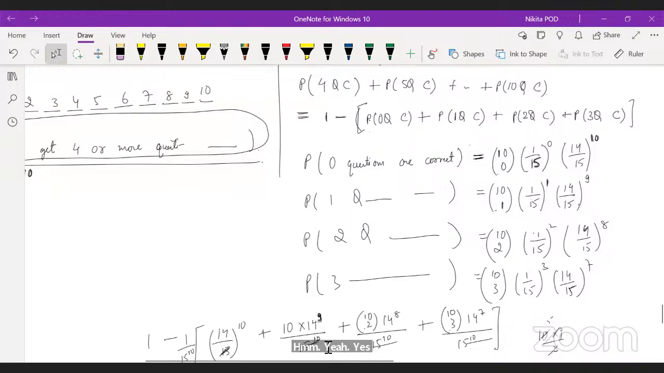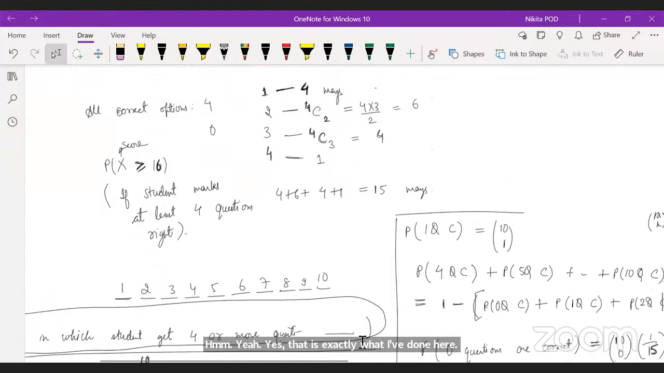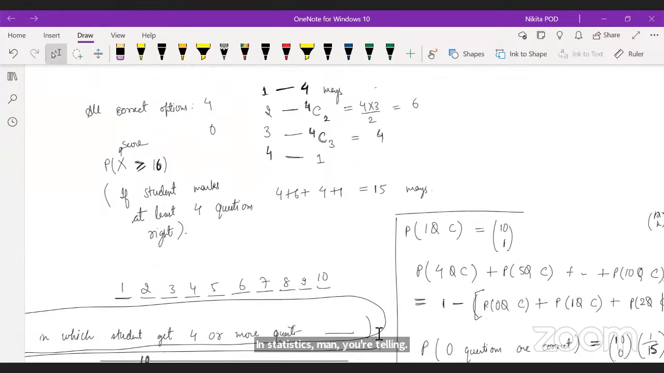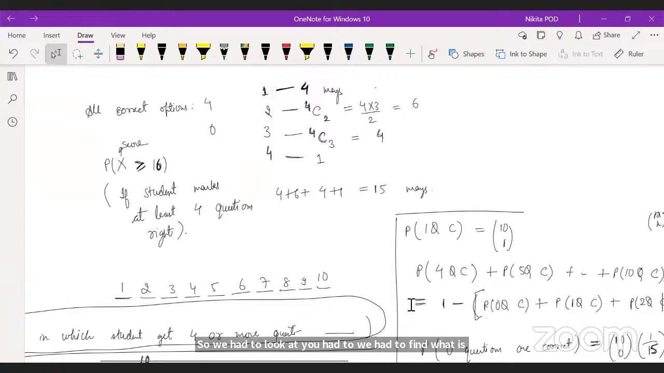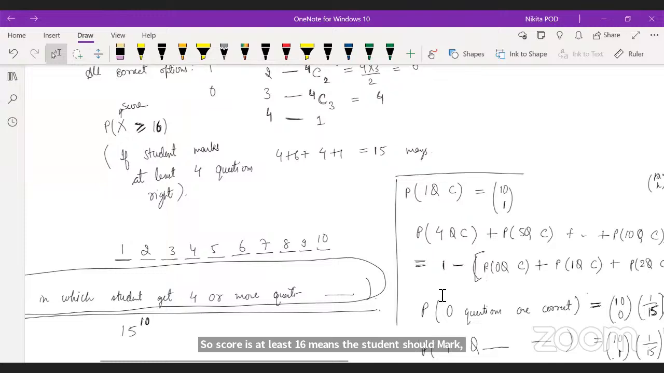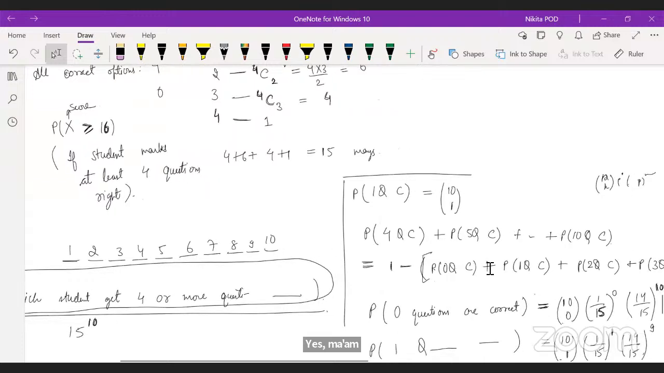Even if you don't know what binomial distribution is, it's okay, you can still understand. We had to find the probability that the score is at least 16. So the student should mark at least 4 questions correct, which means 4 or 5 or 6, and it can go till 10. So you have to find the probability that 4 questions are correct plus 5 questions correct plus 6 questions correct, and so on. Instead of that, what we did is 1 minus the probability of 0, 1, 2 and 3 correct.